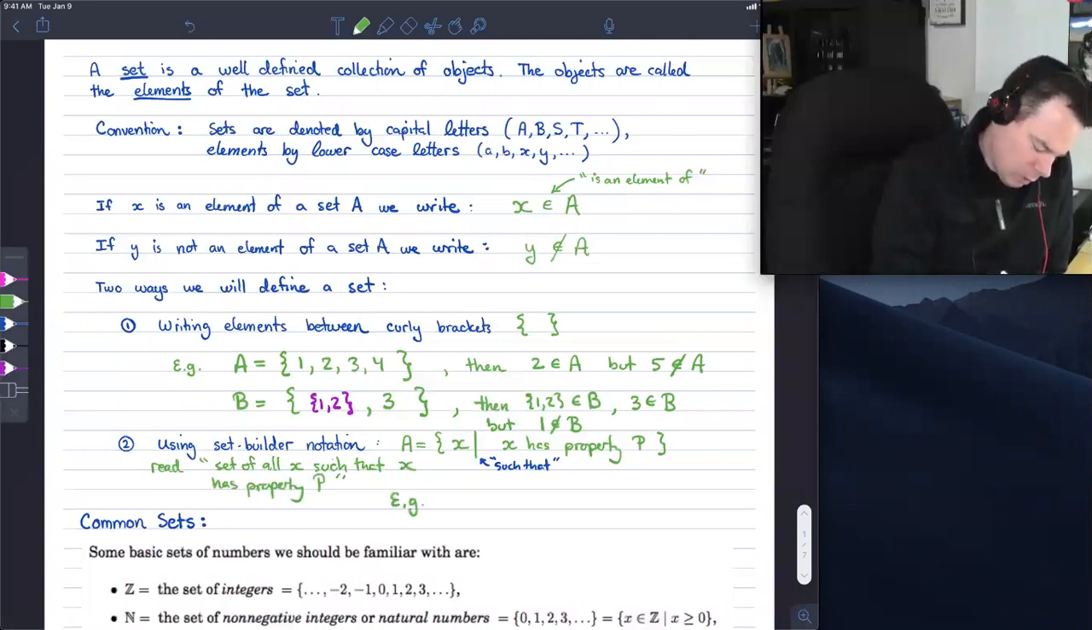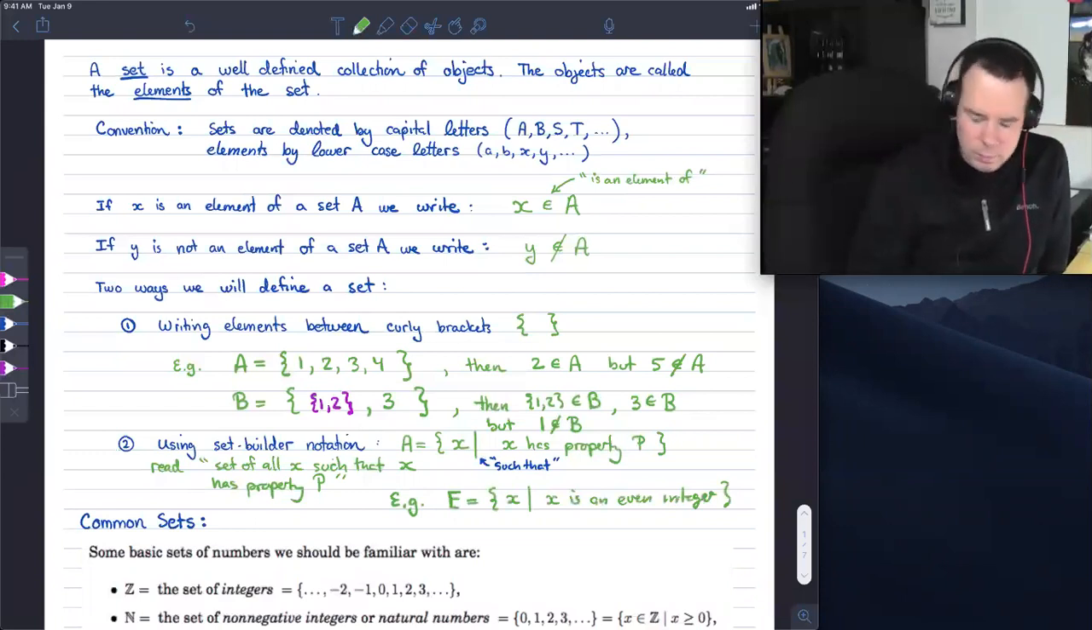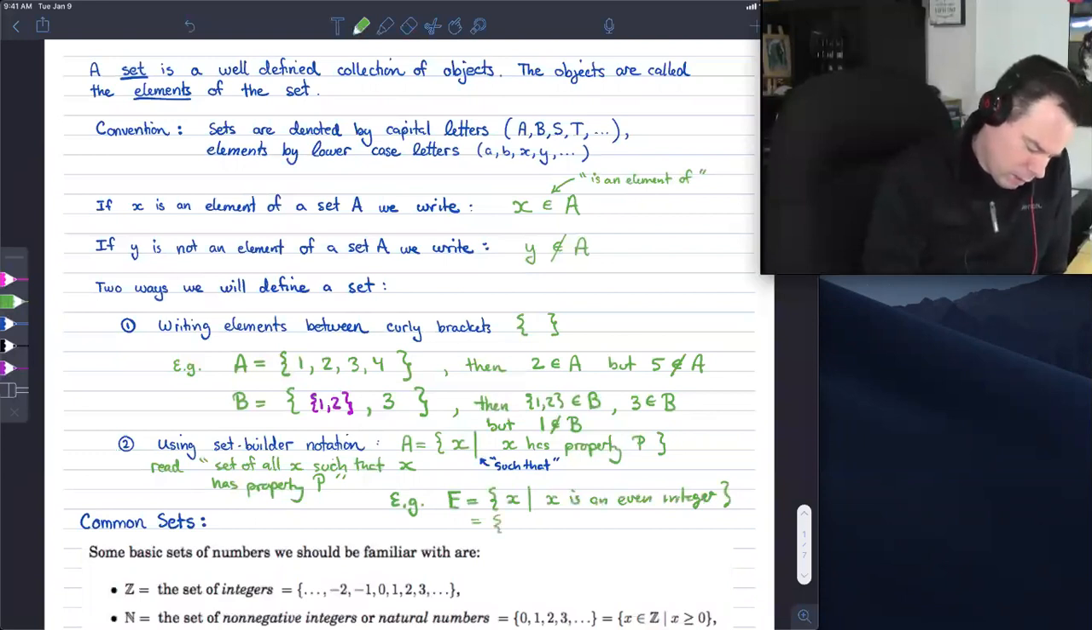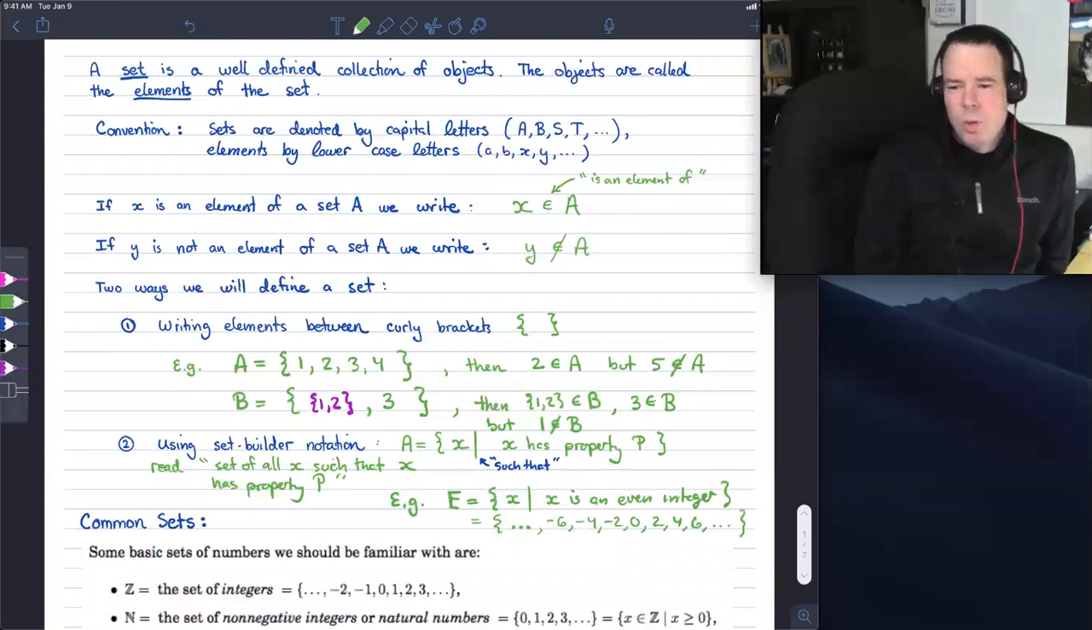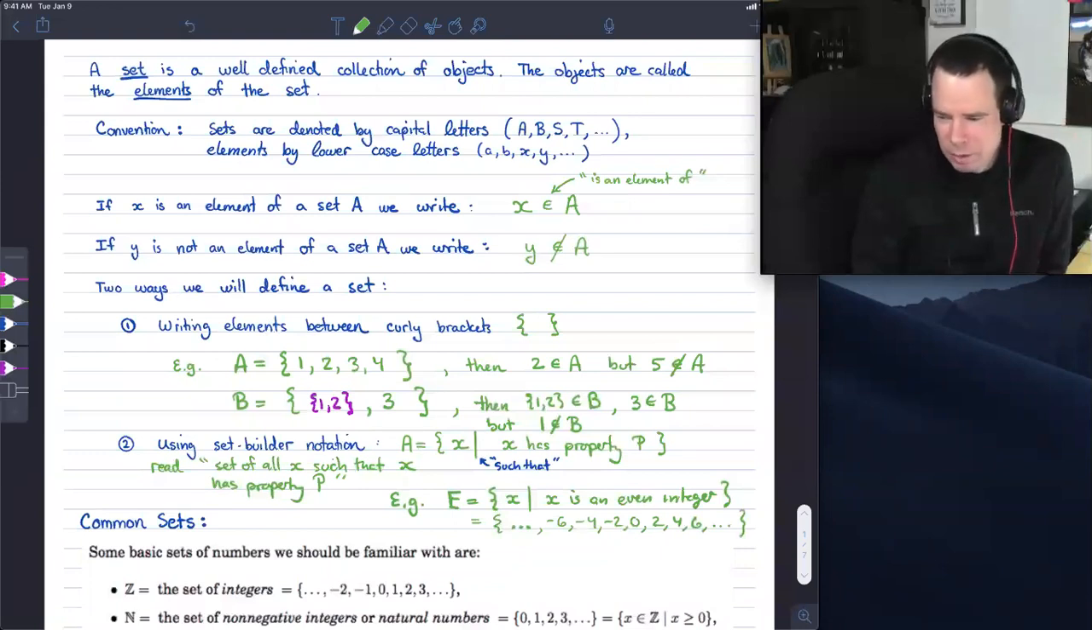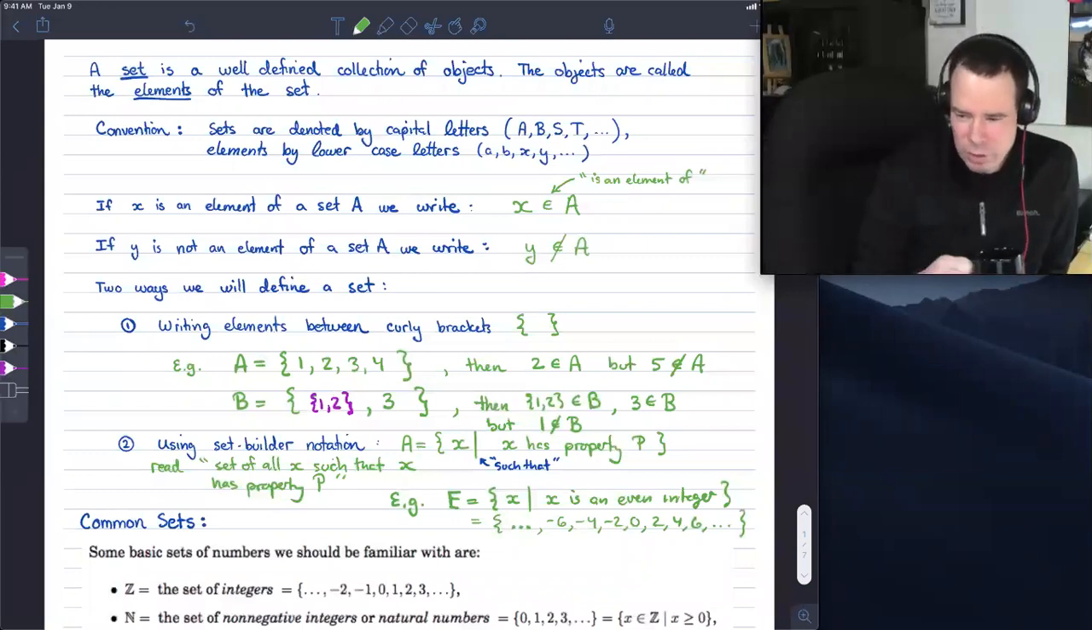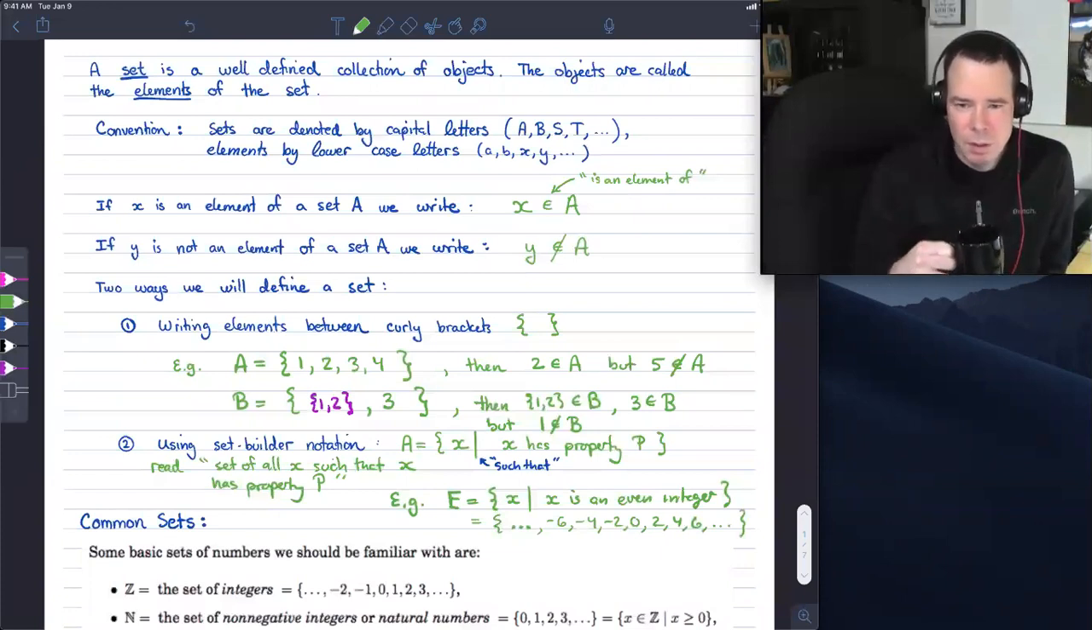So as an example, maybe I'll change the name and call this set E. It's the set of all x such that x is an even integer. And so there's our set. What are the elements of this thing? Well, there's going to be infinitely many of them, but they're ..., -6, -4, -2, 0, 2, 4, 6, ... I couldn't really build it by just writing the elements between curly brackets, because there's infinitely many elements. And so I'd have to use this "..." and hope that you would be able to infer what the pattern is. It might not be clear what the pattern is with just a few examples. So this is where the set builder notation comes in. It completely characterizes what it means to be in the set. You've got to be an integer and you've got to be even.